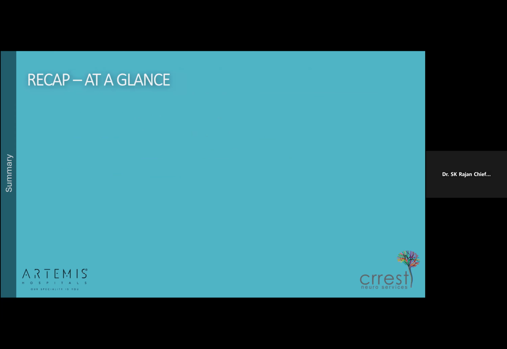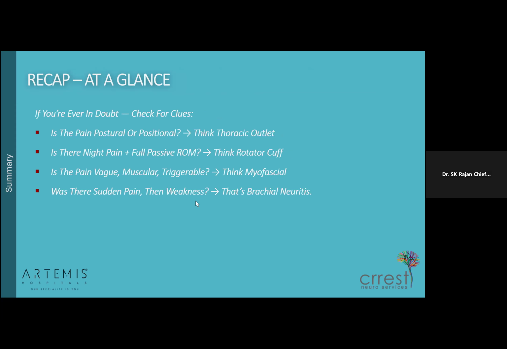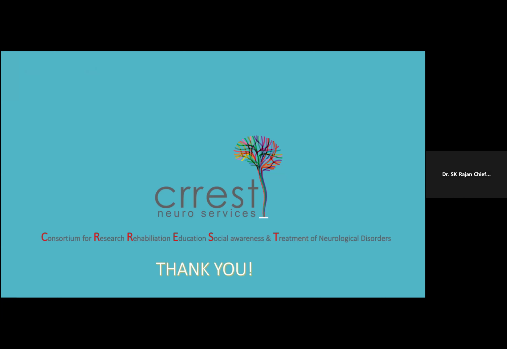Thank you so much, Asha. This is just a small recap. If you're ever in doubt, look for these clues. If the pain is postural or positional, think of thoracic outlet, as I have already discussed. If it's night pain with full passive ROM, think of rotator cuff. If there's pain which is vague, muscular, and triggerable, think myofascial. And when there is sudden pain followed by weakness, then that's obviously brachial neuritis. Thank you so much.